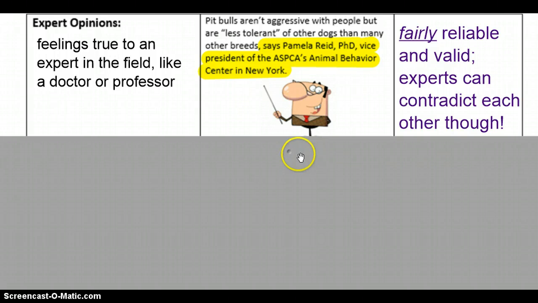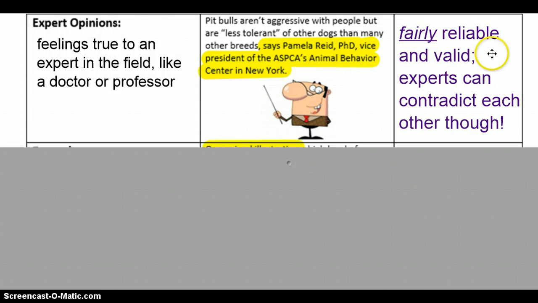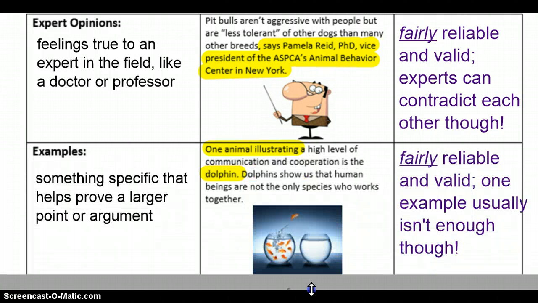She's well educated. These are fairly reliable and valid, but realize that experts can contradict each other. Like Pamela might say this, but maybe I have another expert who also has a PhD who says the complete opposite. So you have to be on the lookout for expert opinions because they can often say opposite things.